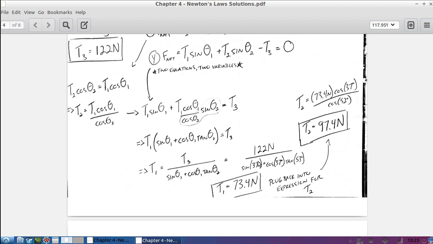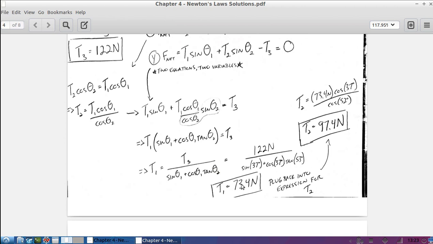I've got 122 newtons. Theta 1 is 37 degrees. Theta 2 is 53 degrees. And I get a tension in T1 of 73.4 newtons. Again, this is the magnitude of the vector. This is the tension in T1. So T1 shouldn't break, right? It's less than 100 newtons, so we should be okay.